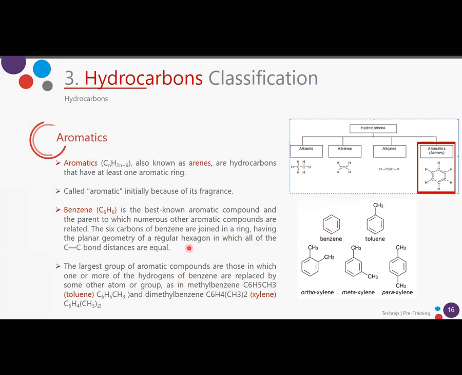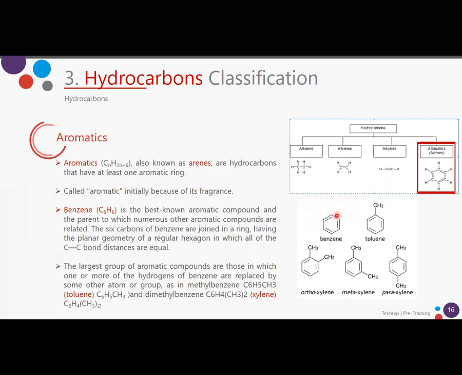The largest group of aromatic compounds are those in which one or more of the hydrogens of benzene are replaced by some other atom or group, like methylbenzene, that is best known as toluene, or dimethylbenzene, that is known as xylene. So let's stop here. The benzene we have here, the C6H6.